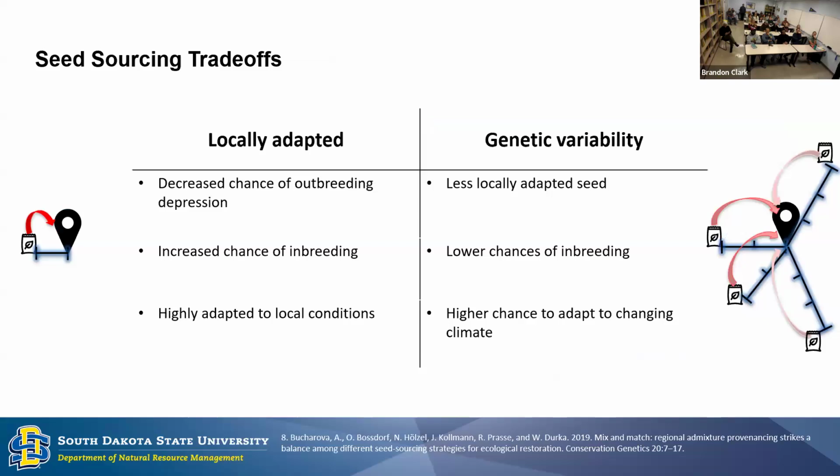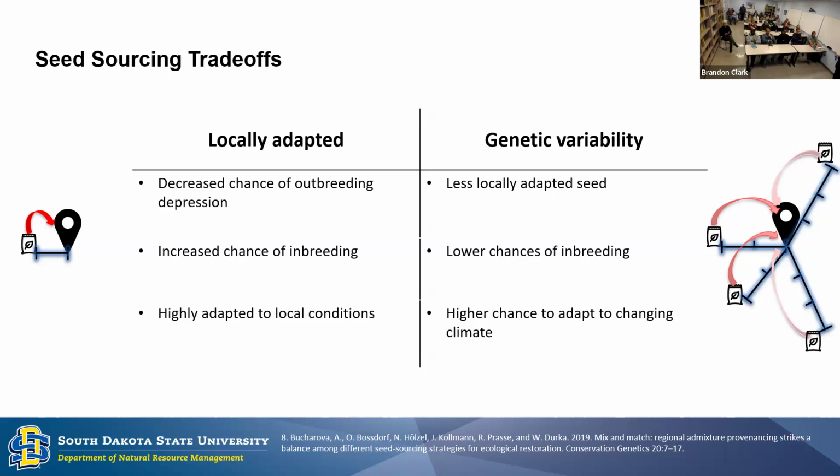And some of the methods you can go about when trying to source your seeds, where you get your seeds from, is you can go down the route of focusing on local adaptation, buying the most local seed to your restoration, or you can prioritize genetic variability. And there's overlap between the two, but they both have their pros and cons in that locally adapted restorations have a decreased chance of outbreeding depression and are highly adapted to local conditions, but they might suffer from that lack of genetic diversity and might be prone to inbreeding depression.